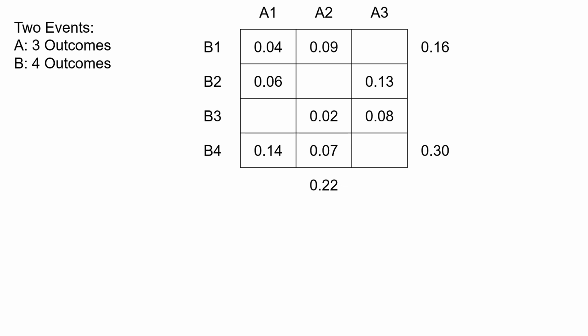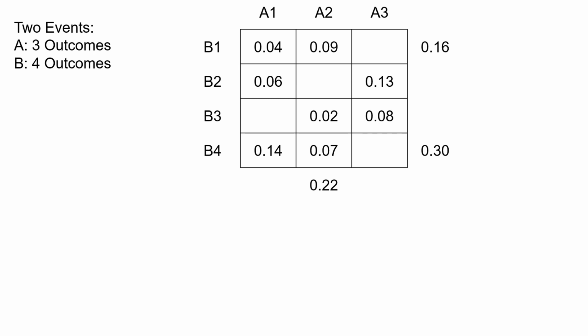We have two events, event A and event B. Event A has three outcomes, annotated as A1, A2, and A3. And event B has four outcomes, annotated as B1, B2, B3, and B4. The two events are not independent from each other.